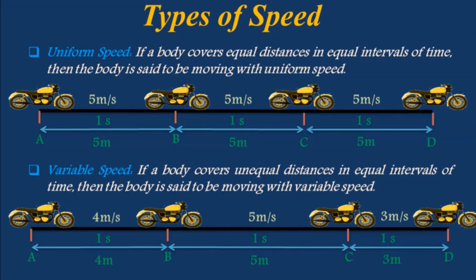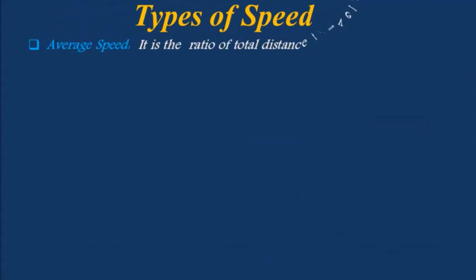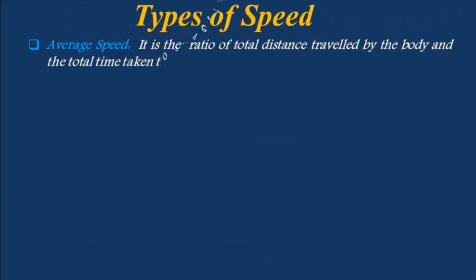So it is variable speed. Now another one, average speed. How can we find the average speed? It is the ratio of total distance travelled by the body and the total time taken to cover the distance.